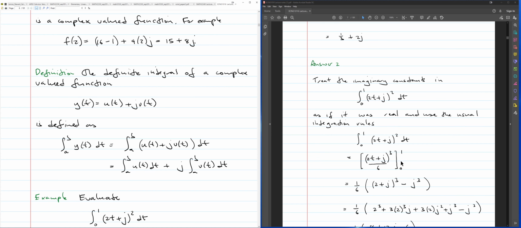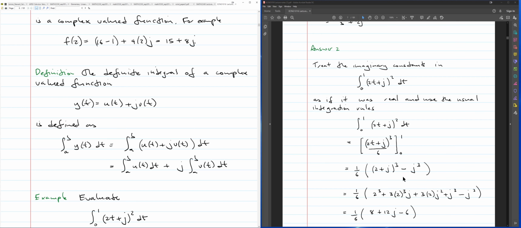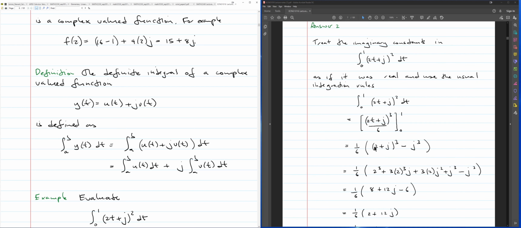Now once I have this, I put in t equals 1 and t equals 0. When I put in t equals 1, I'm going to get 2 plus j cubed, and when I put in t equals 0, I'm going to get j cubed. Notice I pulled out the 1 over 6 from before, and all I need to do is work this out. So expand this out, you'll get 2 cubed here. You're going to get 3 times.